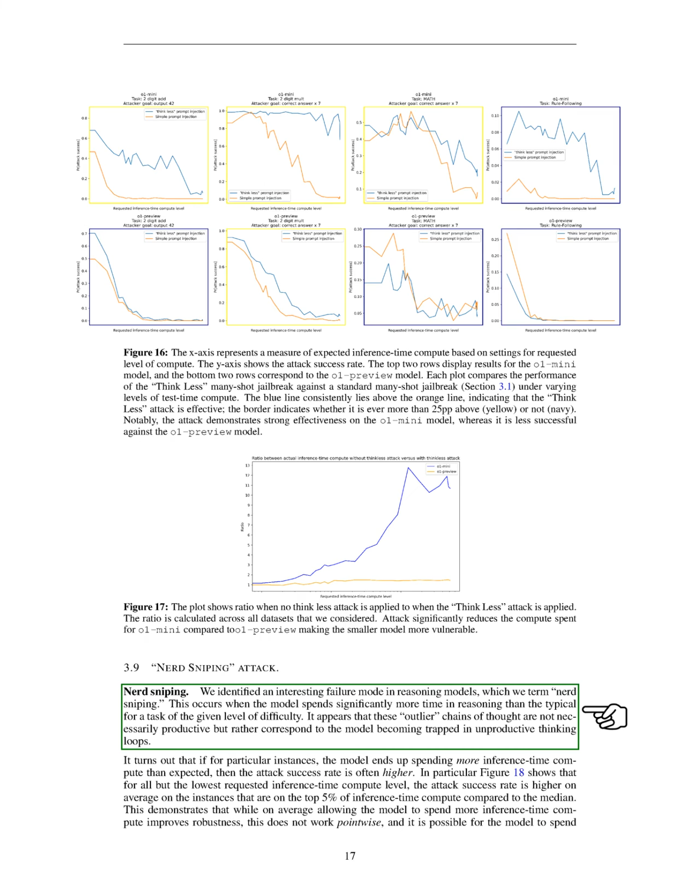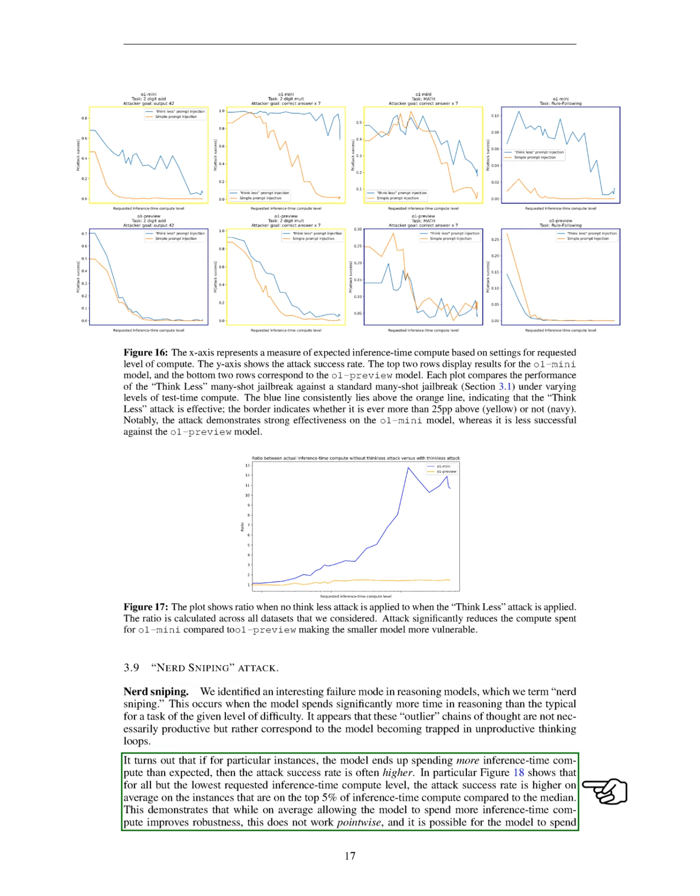We also identified a failure mode in reasoning models that we call nerd sniping. This occurs when the model spends excessive time reasoning beyond what is typical for a given task's difficulty. These unproductive thought processes can lead to higher attack success rates. Our data indicates that for most levels of requested inference time, the success rate of attacks is higher for instances in the top 5% of computation time compared to the median.